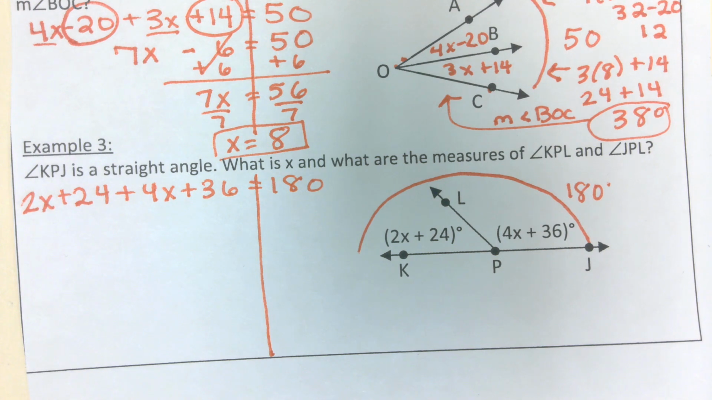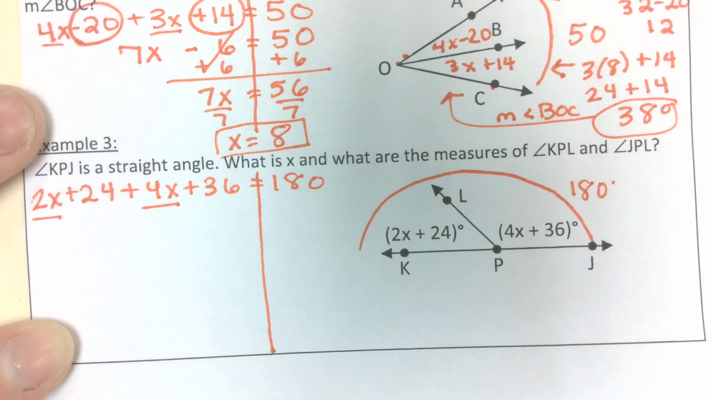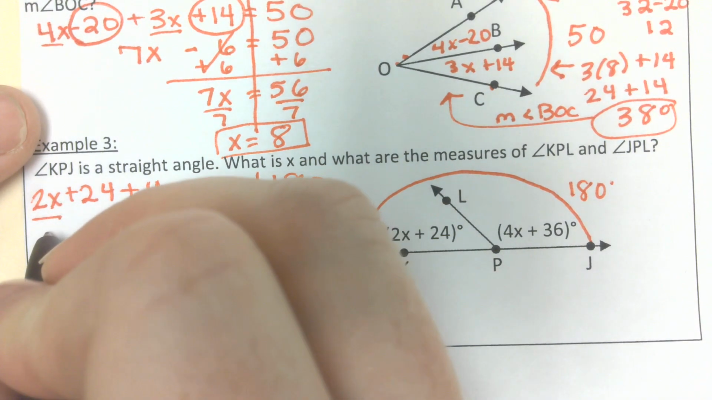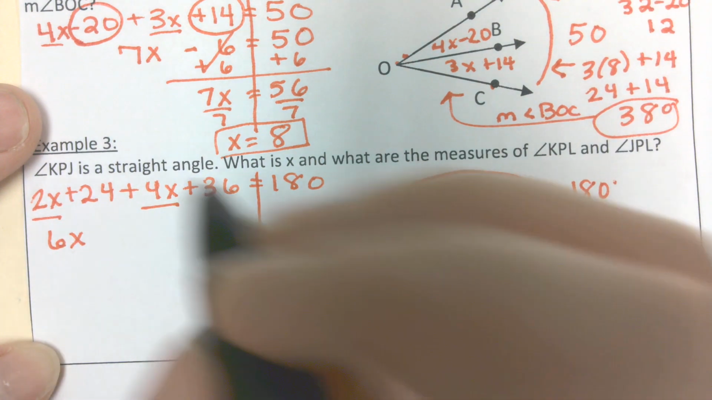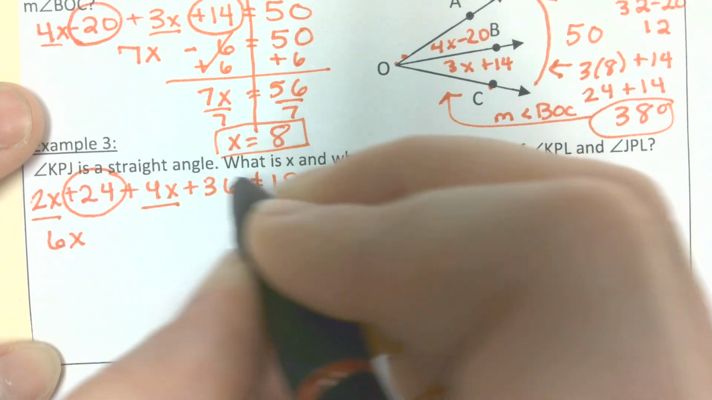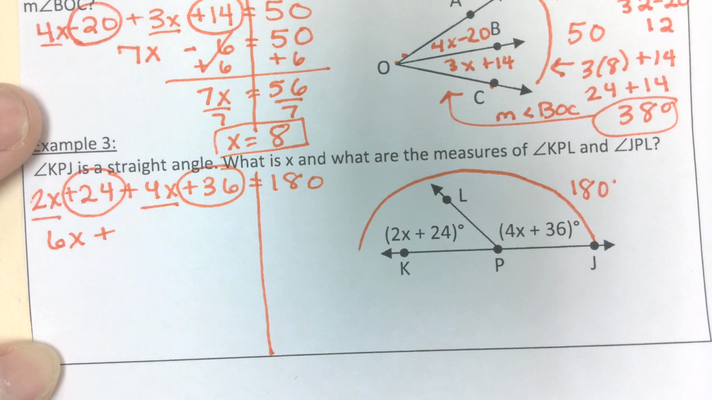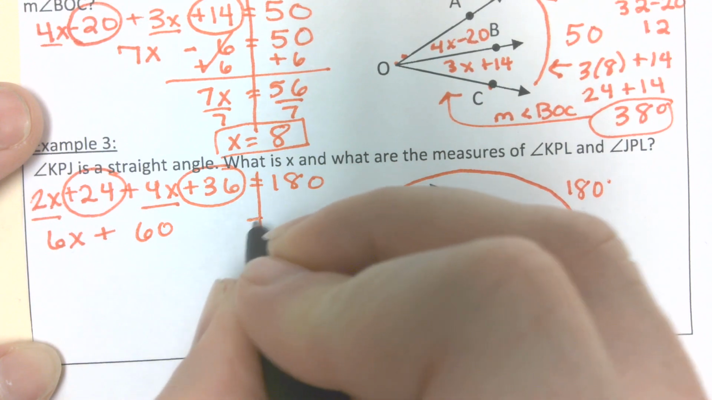Combine your like terms. 2x and 4x make 6x. Positive 24 and positive 36 make 60. So 6x plus 60 equals 180.